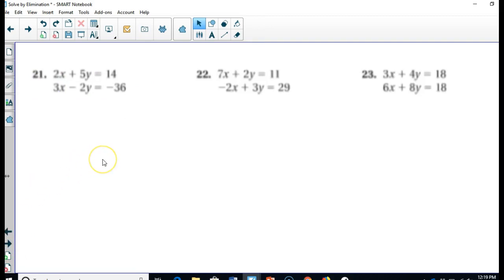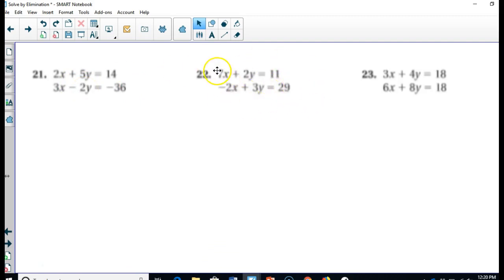Looking at the last 3 here, I personally would eliminate the y's. The reason I would do that is because I already have a positive and negative. What's a common denominator between 1/5 and 1/2? It would be 10. So I'm going to multiply this top by 2 to make this one be a 10, and this bottom one by 5 to make this one be a 10. Again, I'm going to let you try these now.